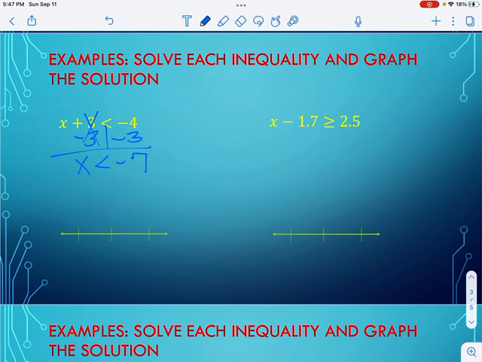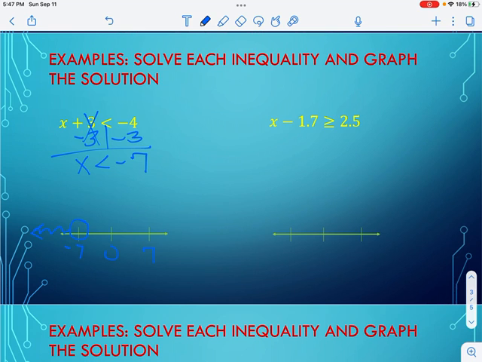Okay, so now I come down to graph it. So I'm going to go negative 7, 0, and 7. At negative 7, I'm going to be an open circle because I cannot equal negative 7. And x is less than that, so it would be to the left.